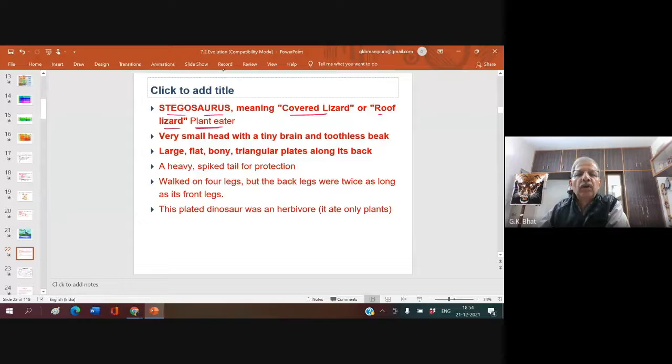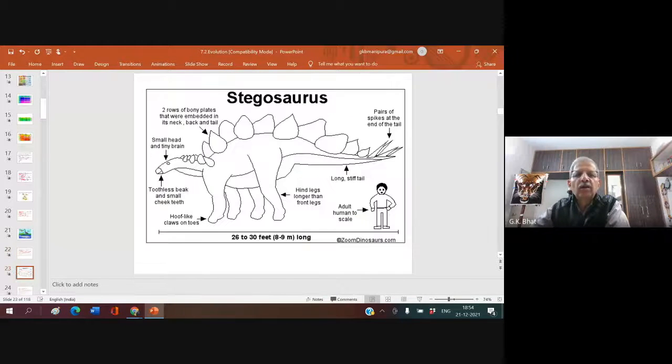Stegosaurus, meaning covered lizard or roof lizard, was a plant eater. Stegosaurus had a very small head, a tiny brain, and a toothless beak. They had triangular bony plates on the back. Look here, this is what the Stegosaurus had covering its back. It was 26 to 30 feet long.